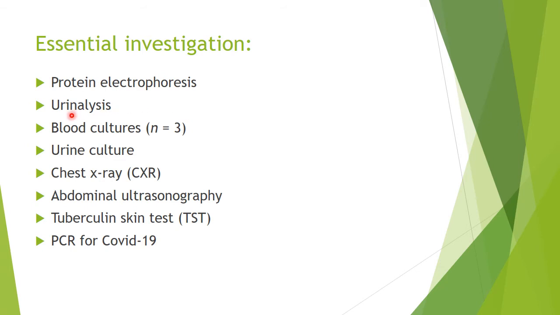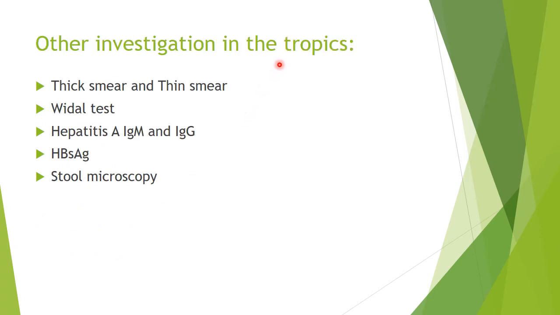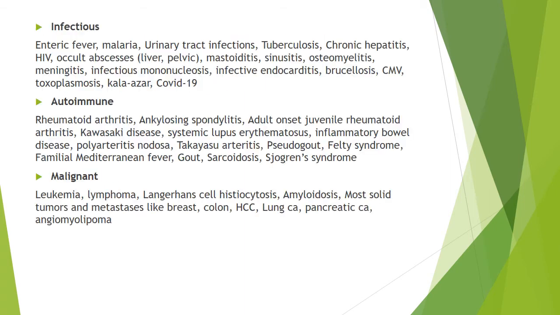Protein electrophoresis, urine analysis for UTI, blood cultures, urine culture, chest X-ray, abdominal ultrasonography, tuberculin skin test for tuberculosis, and nowadays PCR for COVID-19. Other investigations in the tropical area are thick smear and thin smear for malaria, Widal test for typhoid, hepatitis A IgM and IgG, HBsAg, and stool microscopy.